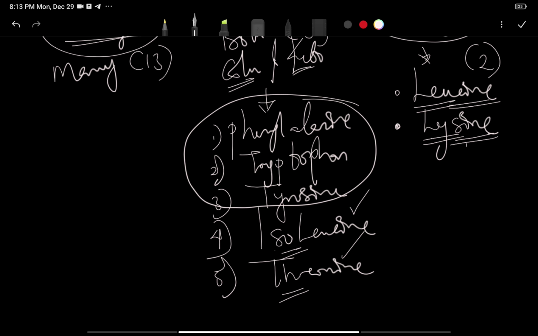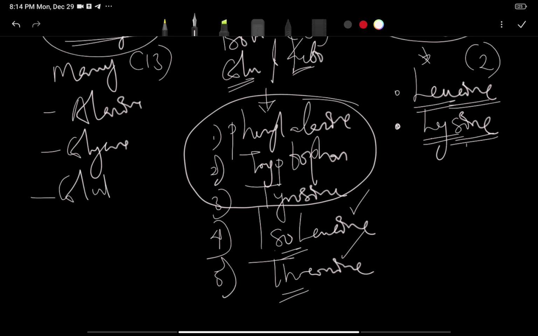Alright, so that is for that. I believe you've learned something. Now the remaining ones, like your alanine, I can't even start listing. Alanine, glycine, glutamate, the list is unending. There are 13 of them. Aspartate, asparagine, they are all there.